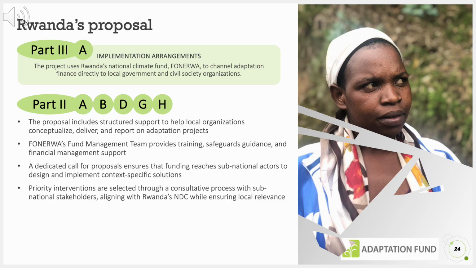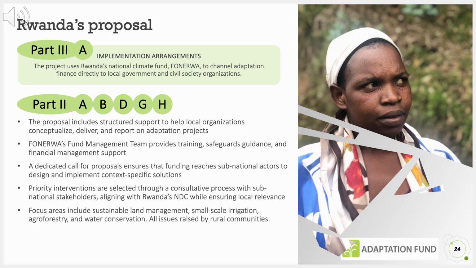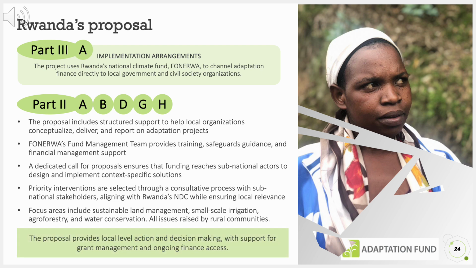Priority interventions are selected through a consultative process with subnational stakeholders, aligning with Rwanda's NDC while ensuring local relevance. Focus areas include sustainable land management, small-scale irrigation, agroforestry and water conservation, all issues raised by rural communities. The proposal provides local-level action and decision-making with support for grant management and ongoing finance access.